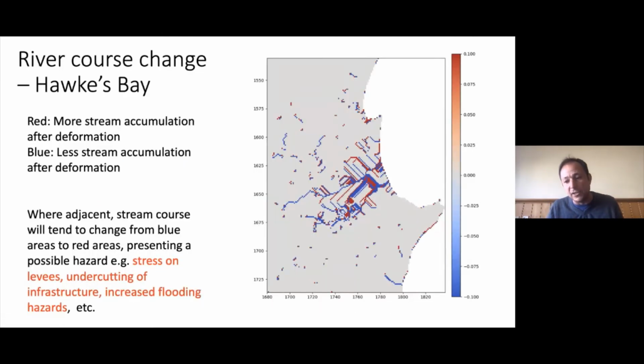If you take that concept and ask, after the surface deformation of the particular event, how do these waterways change, then you can calculate the positive or negative difference of the number of pixels feeding into these different waterways. Places in red are places we would see rivers and streams wanting to go to after the event, and places in blue are places we would see the rivers wanting to evacuate or migrate away from. And this, of course, has other downstream implications, including stresses on levees, undercutting of infrastructure, or increased flooding hazards.